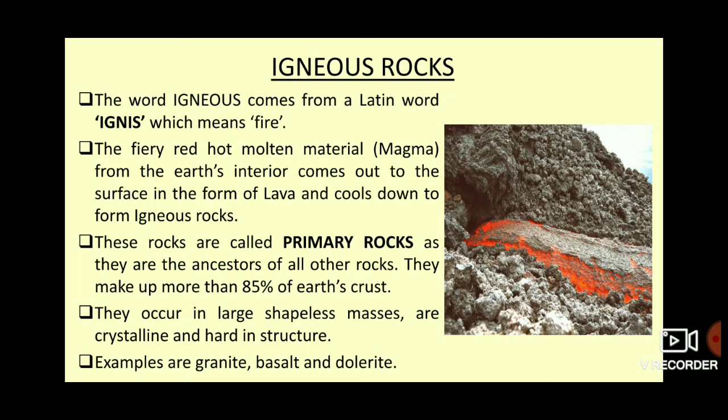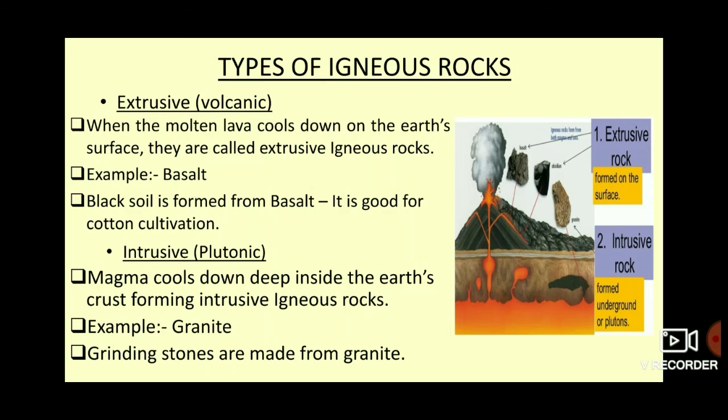These rocks were the first to be formed and thus are also known as primary rocks. They occur in large, shapeless masses, are crystalline and hard in structure. Examples are granite, basalt, and dolerite. We can classify the igneous rocks in two types.